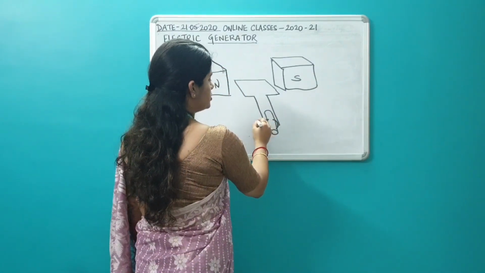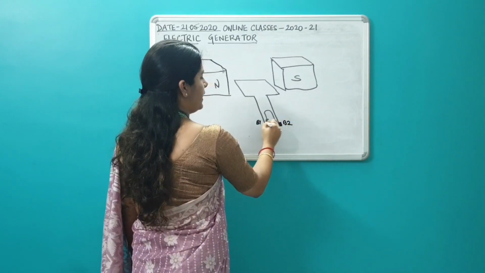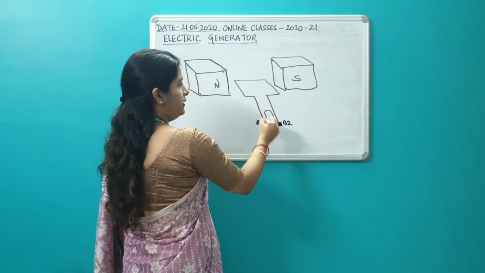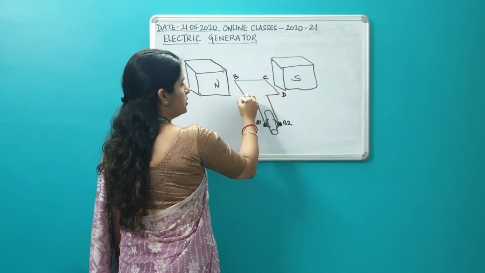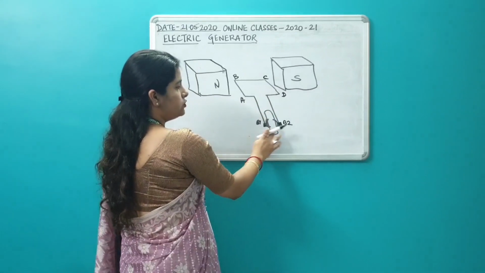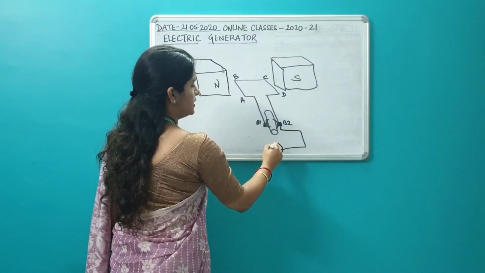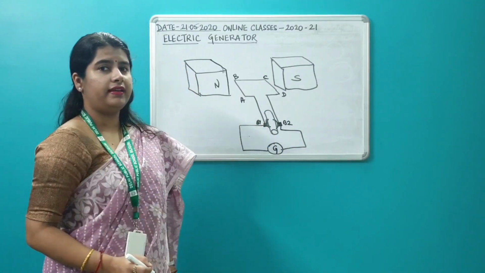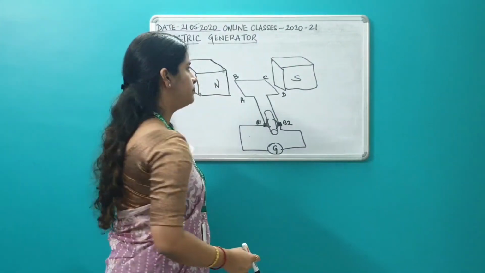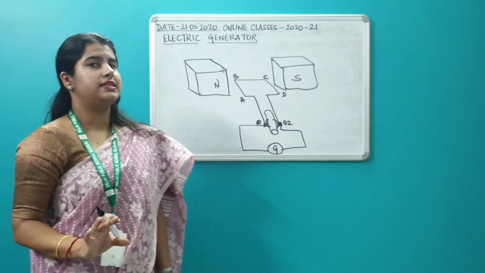So this has a brush B1, this has another brush B2, and you can see the coil. Supposing the name of the coil is ABCD. So the coil is connected to the two brushes B1 and B2, and in the outer circuit, the brushes are connected with a galvanometer to detect whether induced current is there or not. Okay, so this is what happens. This is the basic difference between AC and DC.